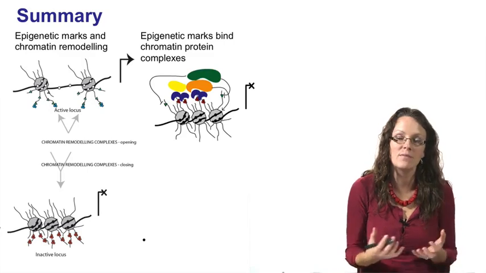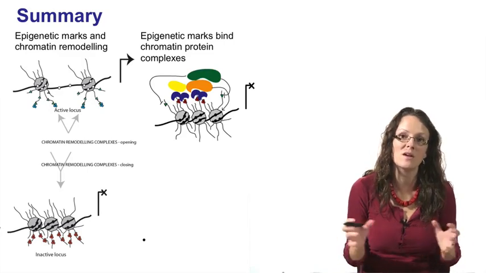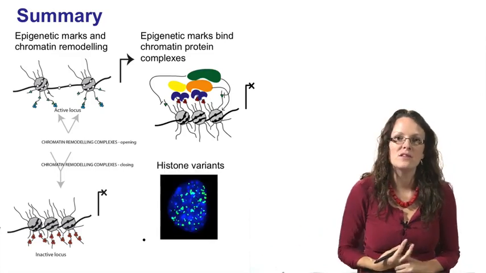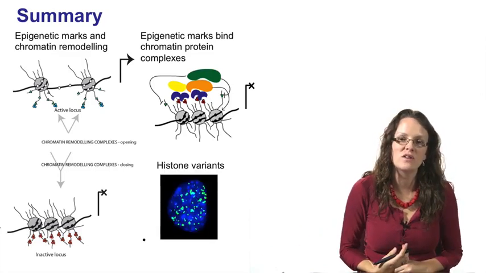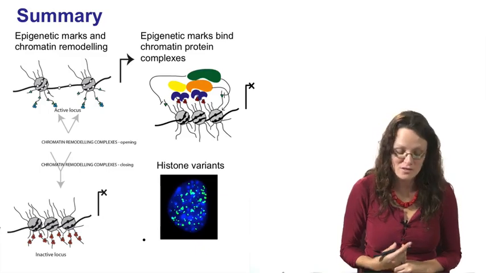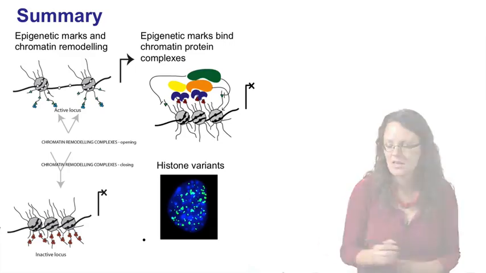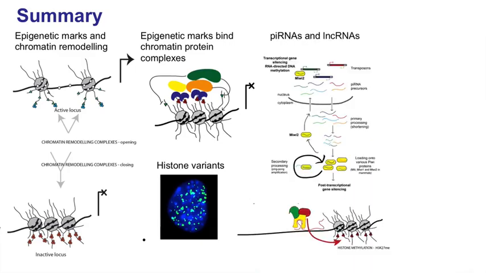So the histone marks may actually bring in chromatin remodeling factors. We went briefly through histone variants and how each of their specific features allowed their particular functions, for example, DNA repair with this gamma H2AX stain shown here. And then we thought about the non-coding RNAs, the piRNAs, which could direct DNA methylation at transposable elements, and the long non-coding RNAs, which were able to direct epigenetic modifiers to particular sites in the genome.